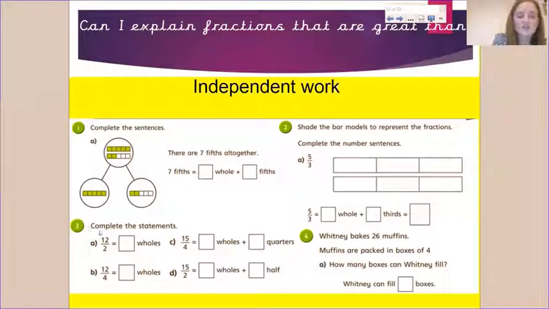Question 3 says, complete this statement. 12 halves is the same as how many wholes? 15 quarters is the same as how many wholes and how many quarters? 12 quarters is equal to how many wholes? And 15 halves is equal to how many wholes and how many halves? Then Whitney bakes 26 muffins. Muffins are packed into boxes of 4. How many boxes can Whitney fill? So you need to work out how many boxes she can fill.